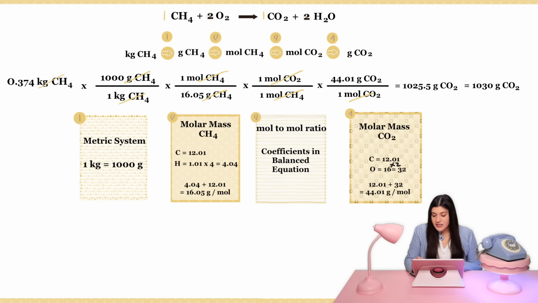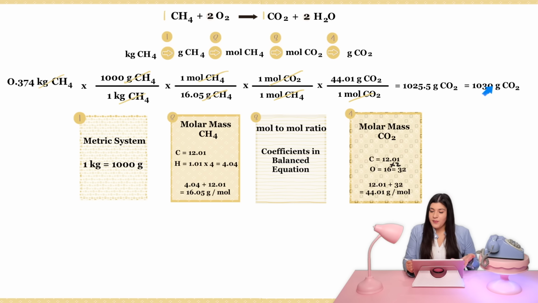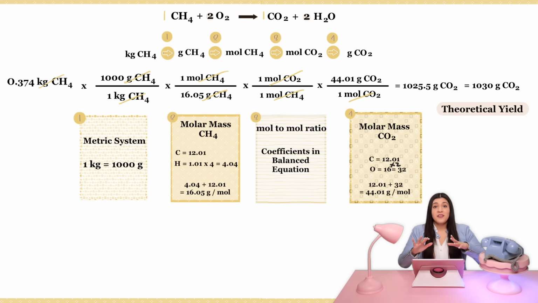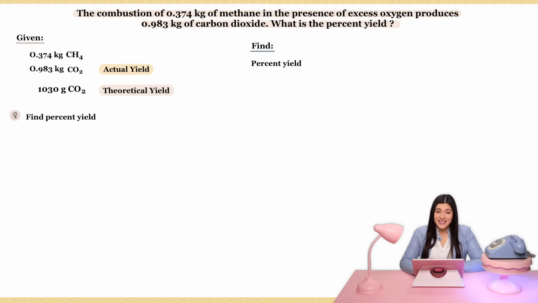And remember, this is 3 sig figs because anything that doesn't have a decimal, it's a large number without a decimal, those ending zeros do not matter. So I only have 3 sig figs in this case, that 1, this 0, and 3. So this is my theoretical yield. Okay, we found the theoretical yield. Now let's find our percent yield.